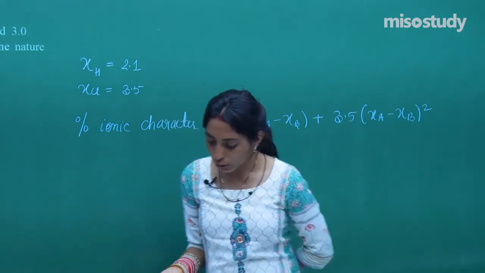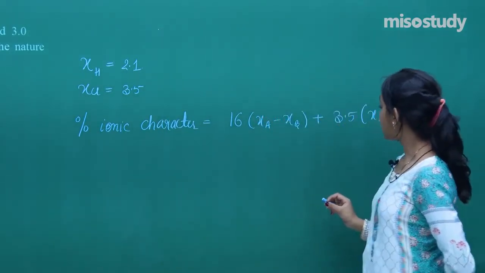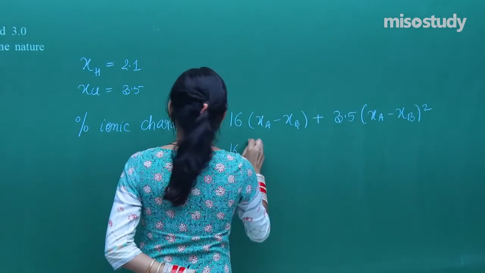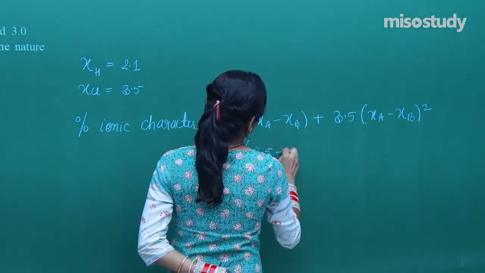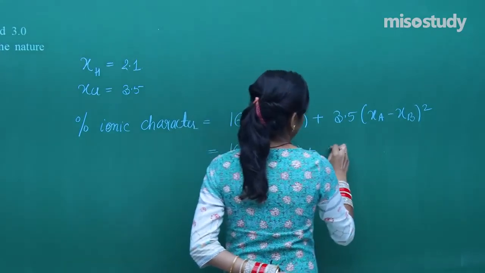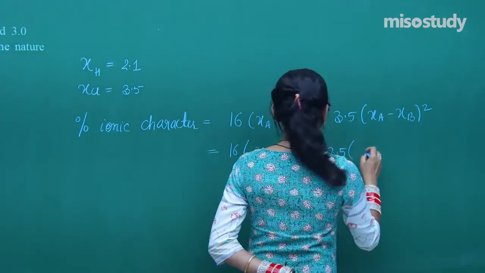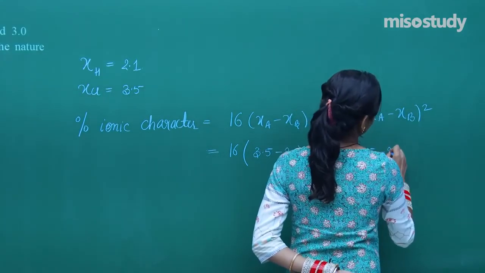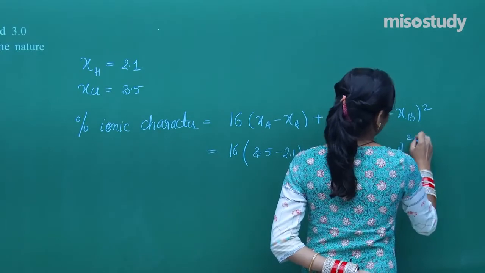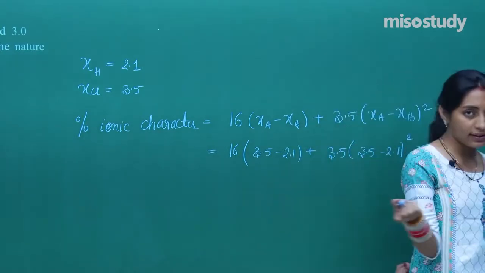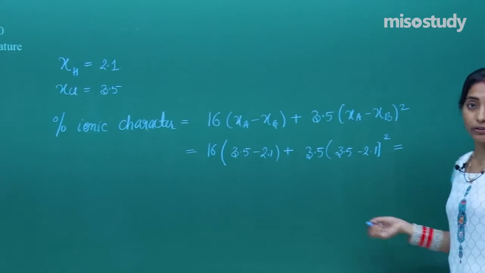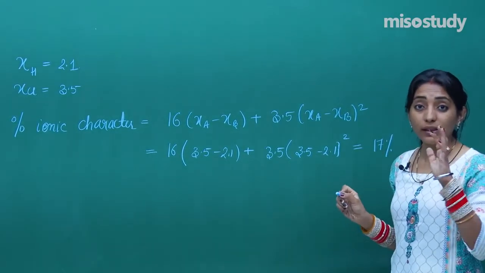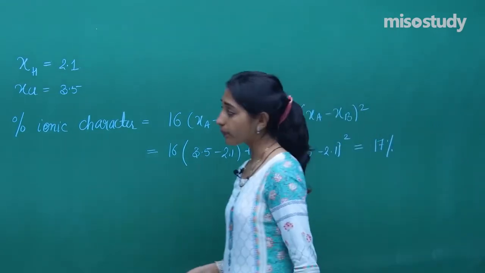Okay. So when you do 16 into (chi A minus chi B) plus 3.5 into (chi A minus chi B) whole square, let's start putting the values. 16 into (3.5 minus 2.1) plus 3.5 into (3.5 minus 2.1) whole square, and you solve it. Since I solved it before doing the question on the board, the answer was coming out to be 17%. So this was the percentage ionic character.